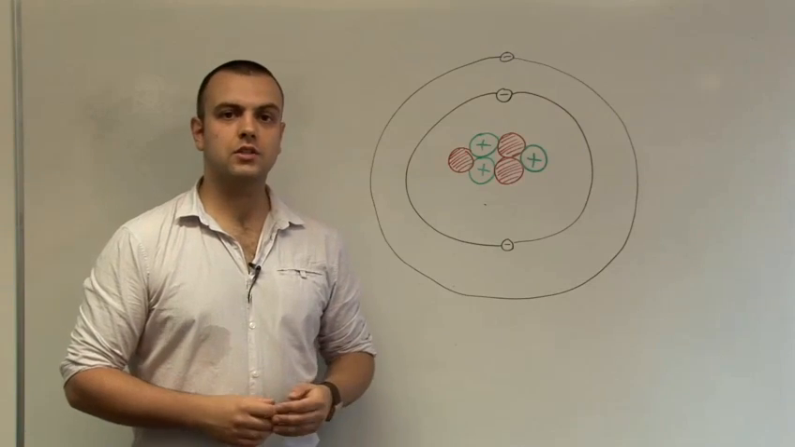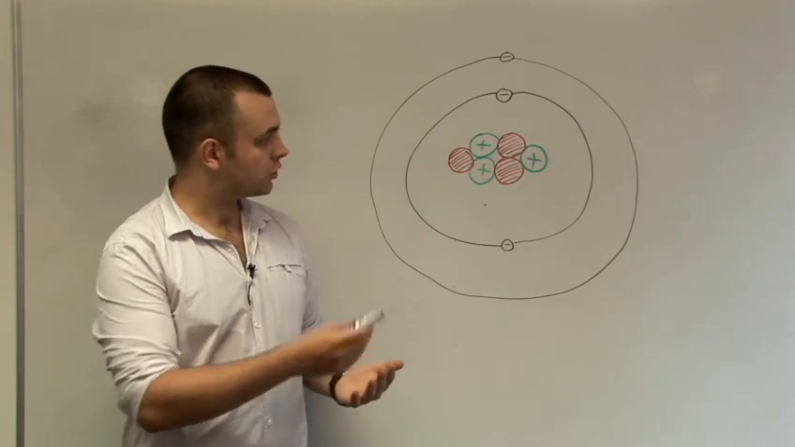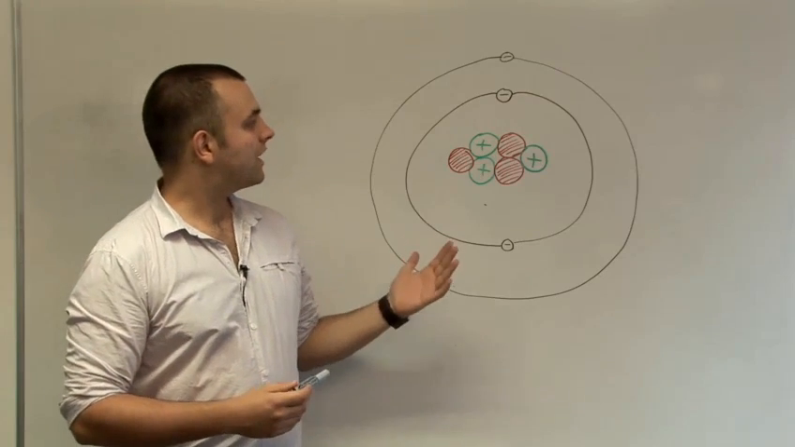This is how to find protons in an atom. The atom consists of two main parts: a dense, heavy nucleus which sits in the centre, and electrons which orbit around it. Here we have an atom of lithium.